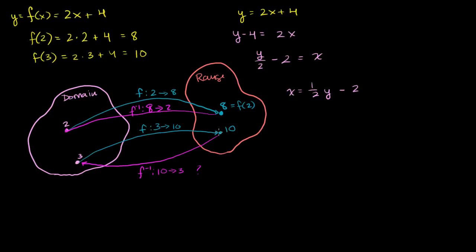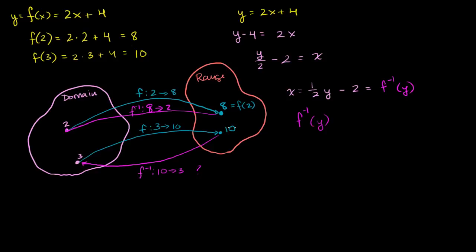We want a function of these values that map back to an x. So we could say that this is equal to f inverse as a function of y. So we could have 10 or 8.